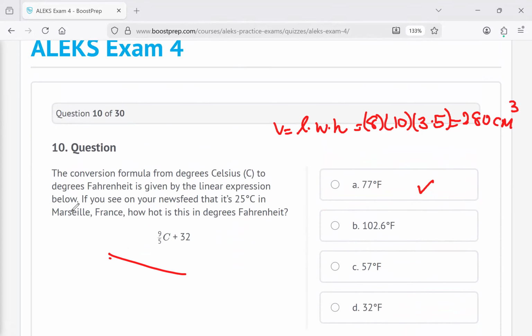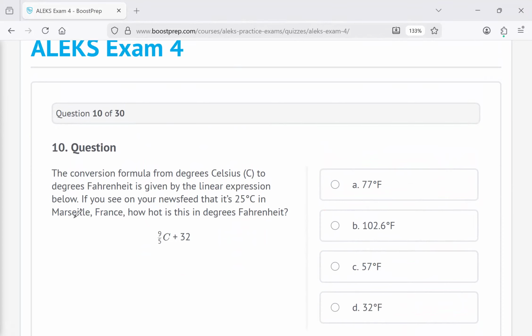The conversion formula from degrees Celsius to degrees Fahrenheit is given by the linear expression below. If you see on your newsfeed that it is 25 degrees Celsius in Marseille, France, how hot is it in degrees Fahrenheit? So this one, they give you everything you need. There's no converting back and forth, right? They're saying if you use this formula, you'll get your Fahrenheit degrees. And that's what we'll do. We'll just use this formula, and they tell us that the weather in Marseille is 25 degrees Celsius.